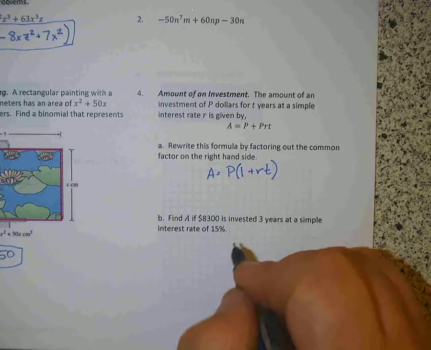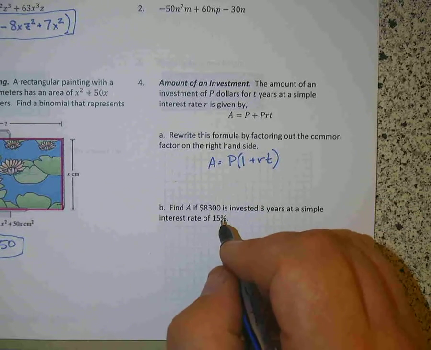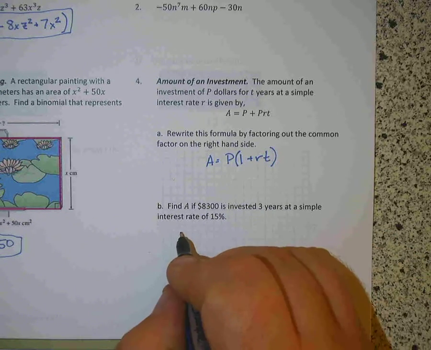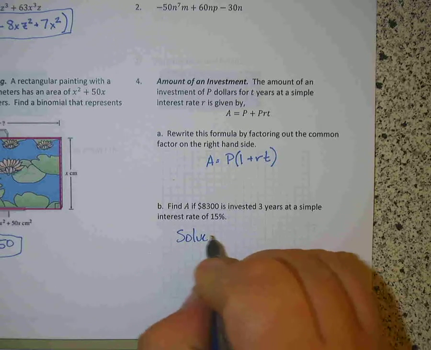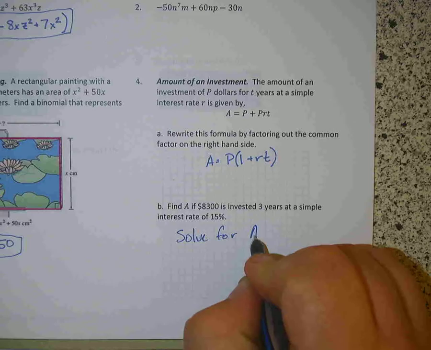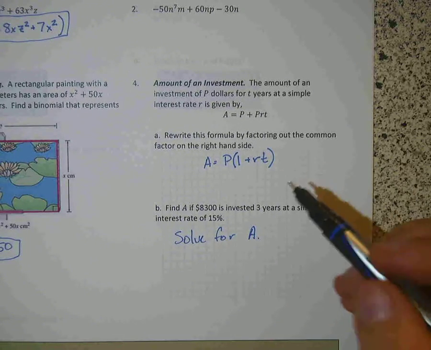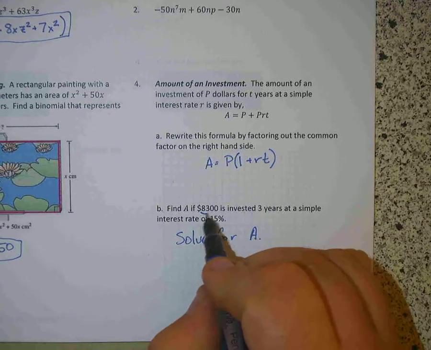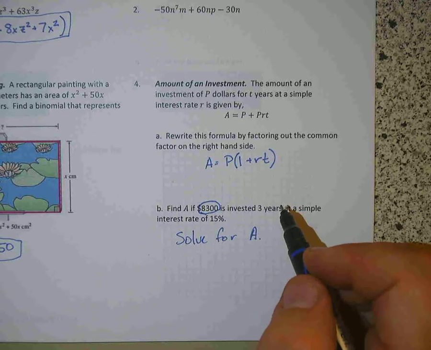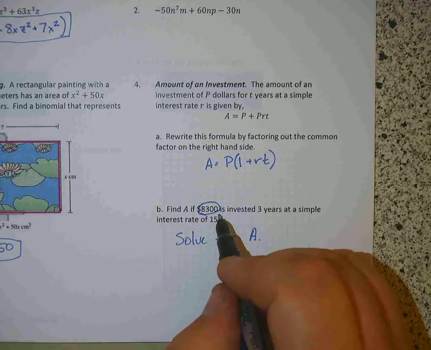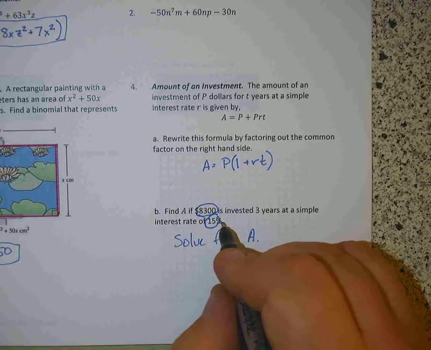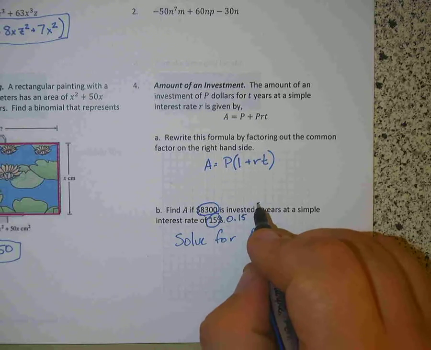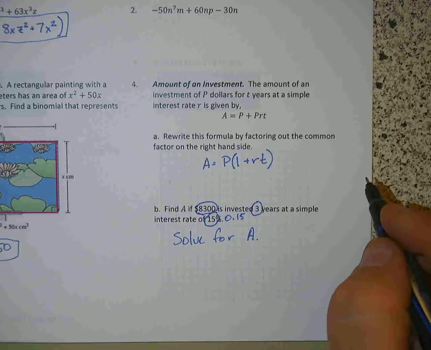I wanted to help you out with that so that you could do part B. And part B is just plugging in numbers and figuring out what the answer is. So I'm just going to say solve for A. Plugging in your P being the initial amount that you invested, and that's this number here. Your simple interest rate is 15%, so you want to write that as 0.15. And then your T is going to be 3 years.